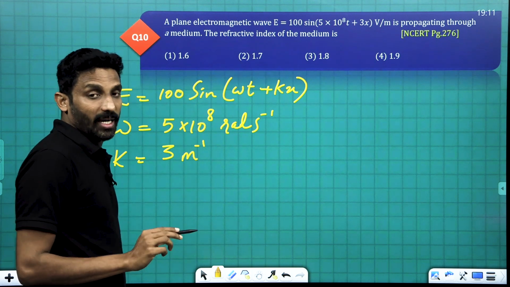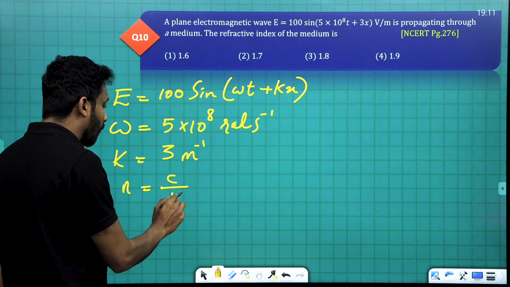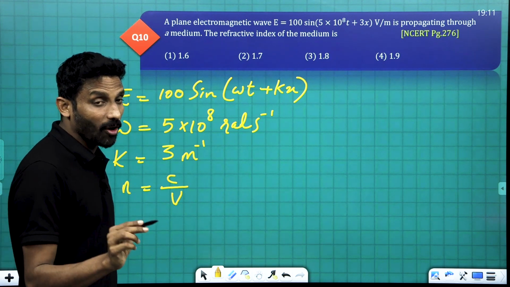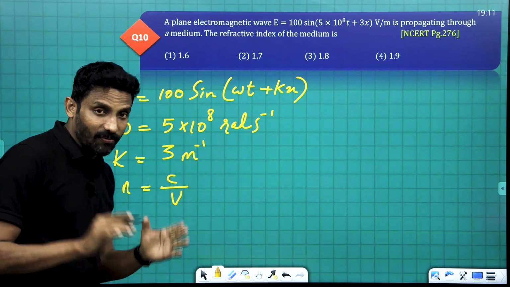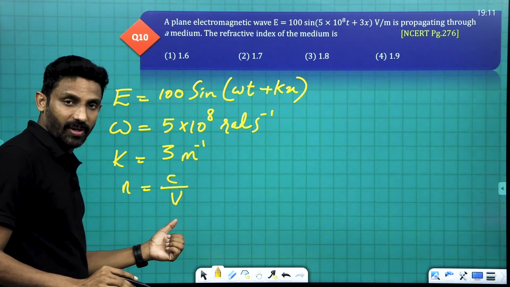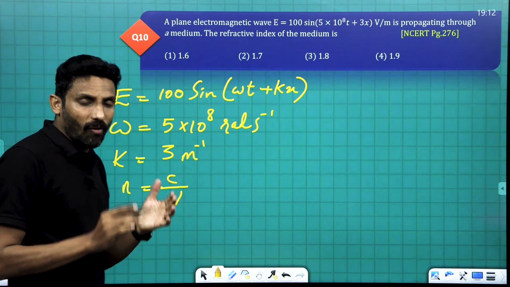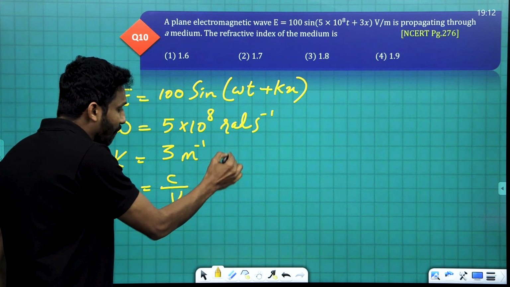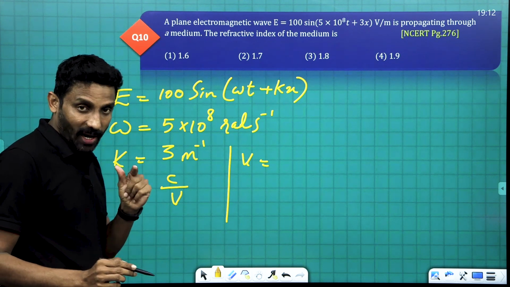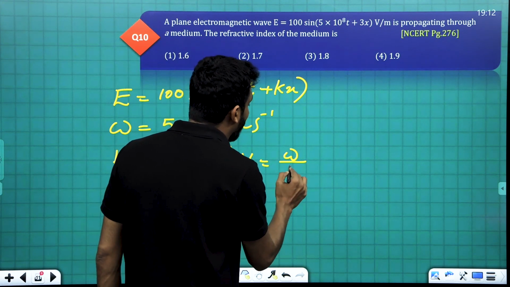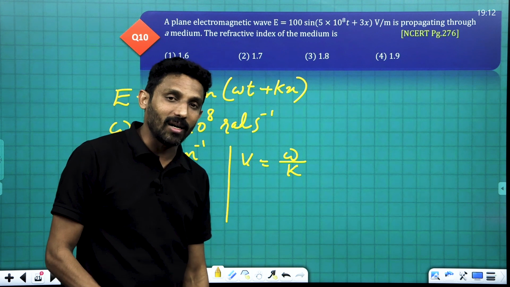The refractive index of a medium is n is equal to c divided by v. The ratio of speed of light in vacuum to the speed of light in that particular medium, that is the refractive index of that medium, c by v. C value we already know, 3 into 10 power 8. Then we should get v, the speed of light in that particular medium. If you obtain omega and k, then v is equal to omega by k. The speed of a wave in a medium is omega divided by k.